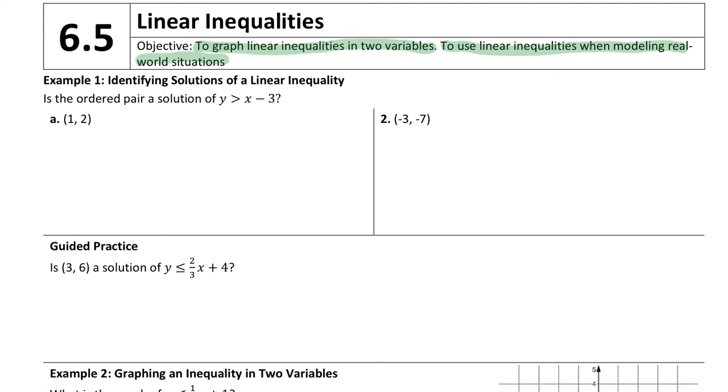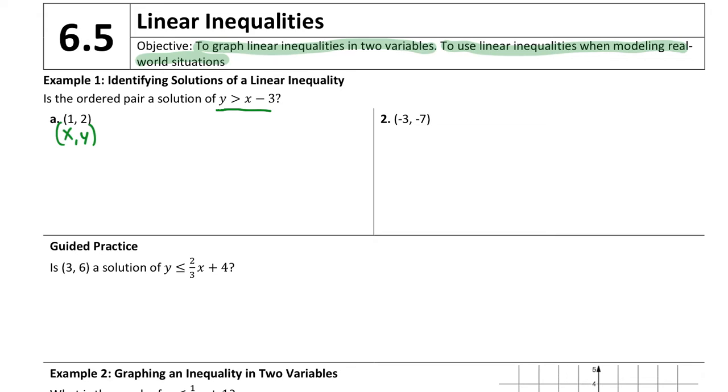So before we understand how to graph linear inequalities, we have to understand what a solution to a linear inequality looks like. So in example 1, I'm going to ask you to tell whether an ordered pair is a solution to a linear inequality. So in part A, for example 1, we have an inequality y is greater than x minus 3, and we're given a point, 1, 2. We want to see if that point is a solution. So it's understanding that 1 is the x value in that point, 2 is the y value of that point.